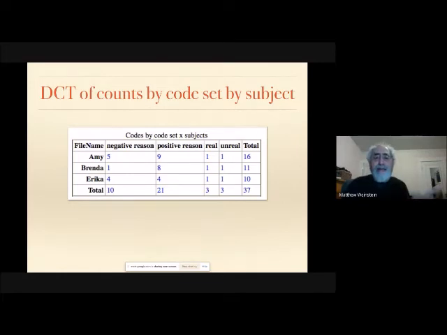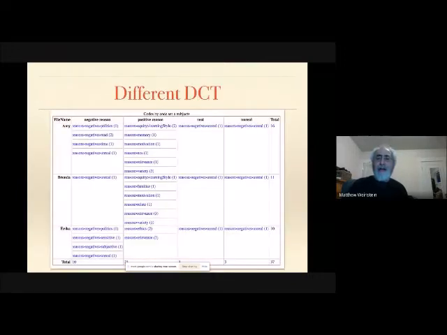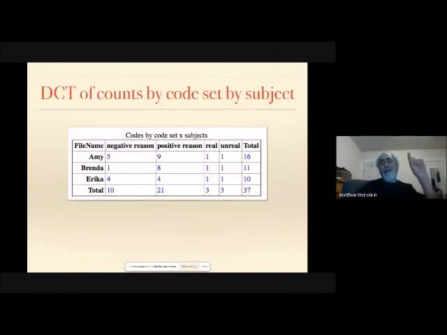Here is another DCT, another data comparison table, this time doing counts of codes. It's actually doing code sets. So I have 4 sets of codes, and I've seen how many times Amy had a stretch, a passage that was coded by one of the codes in that code set in this way. Now, I just want to say one thing before moving on, which is you'll notice that these numbers are in blue. That means they're actually hot linked.